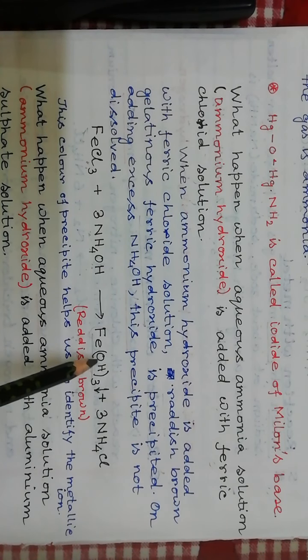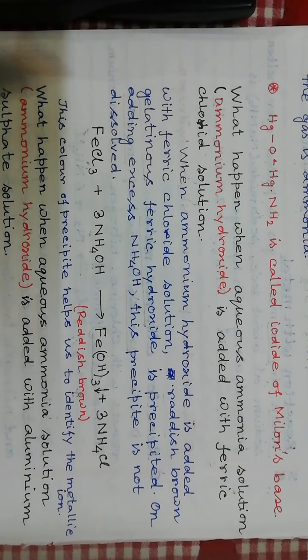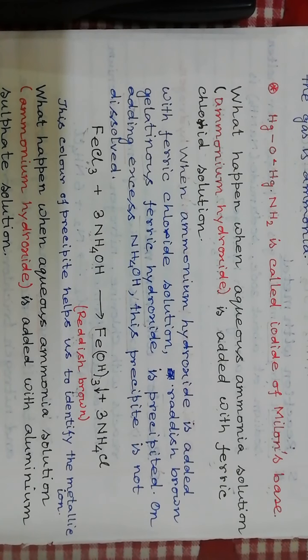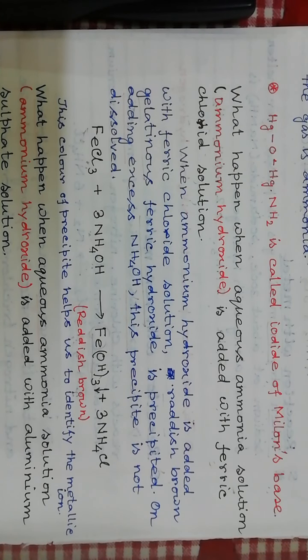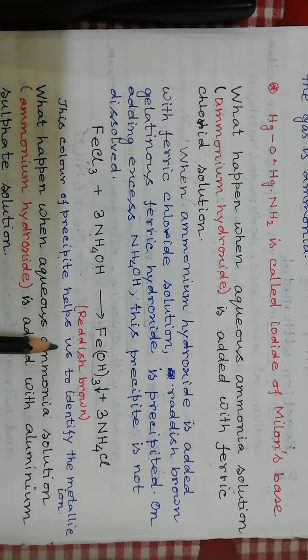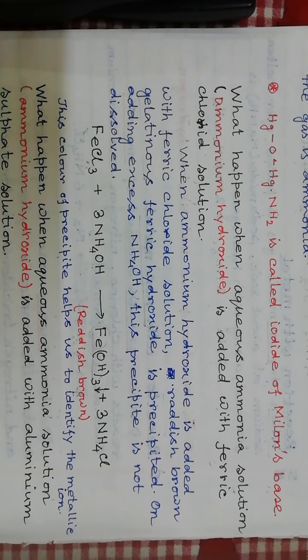and this precipitate, with its reddish brown color and gelatinous form, helps us detect that the metallic ion is the ferric ion. So the color of the precipitate helps us identify the metallic ion, and it is the ferric ion.